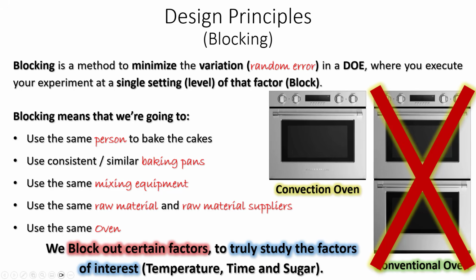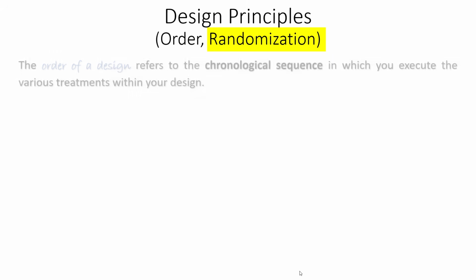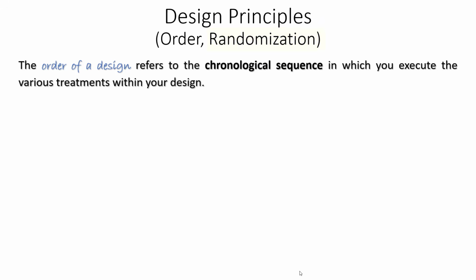Okay, so blocking is one of the most important concepts in the world of DOE. Identify the factors that you care about, but also identify the factors that you need to block out so that that error doesn't wreck your experiment. Okay, that's really, really important. You know, I gave you that expression, block what you can, randomize what you can't. Now we have to talk about randomization.